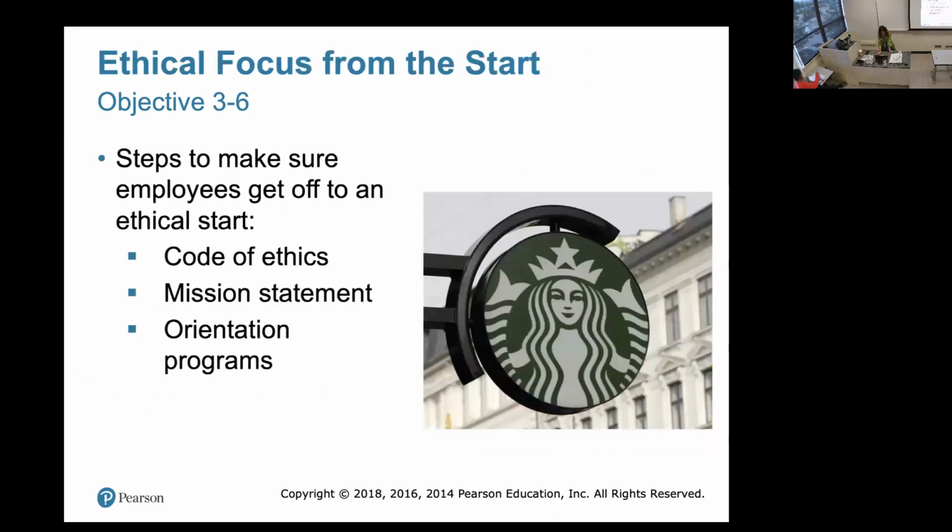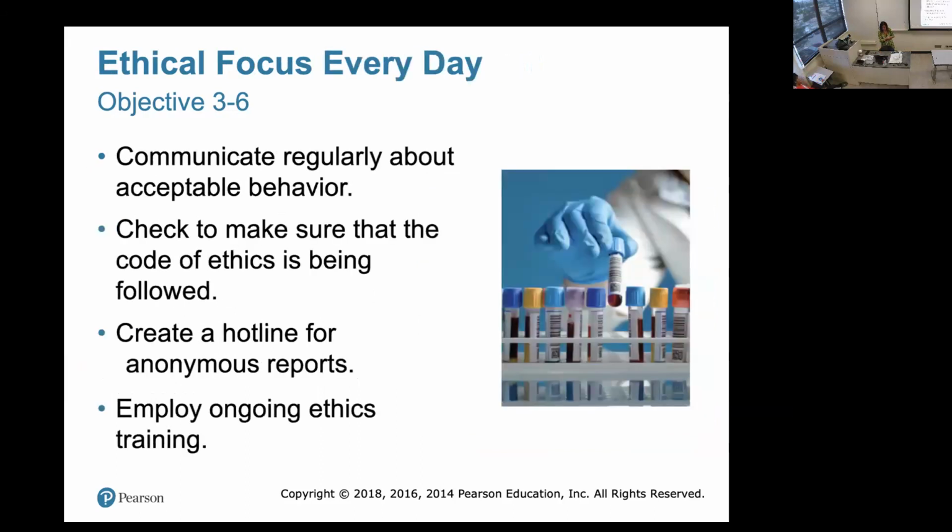All right. And then steps to make sure employees get a good start when they start working. There's a code of ethics at each company. Companies have mission statements, as I said before, and orientation programs should cover ethical standards and what's okay and what's not okay, right? Communicate regularly to employees about acceptable behavior. Check to make sure that the code of ethics is being followed. If there are any violations, make sure you stop them immediately. Create a hotline for anonymous reports.